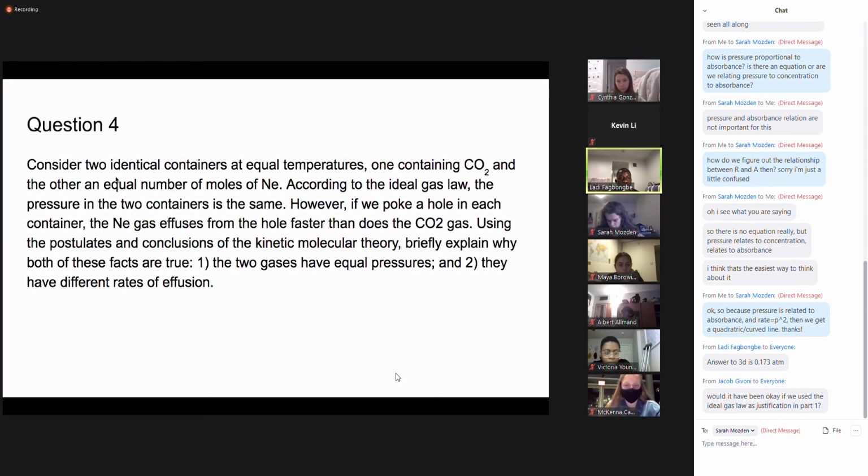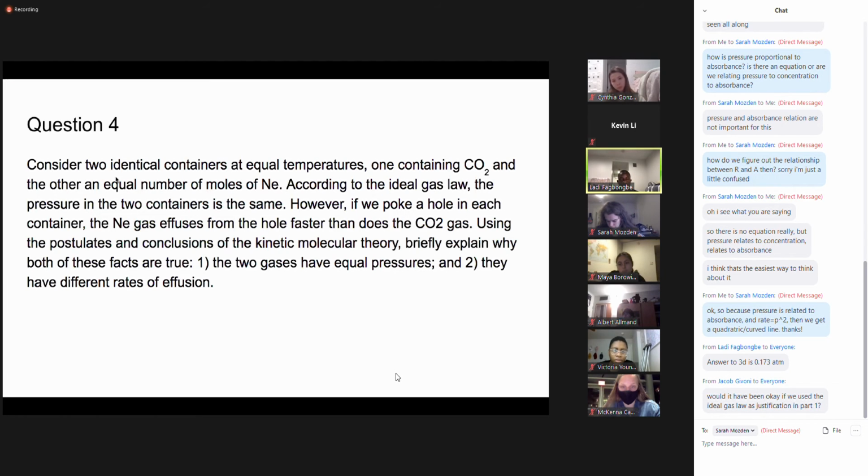But since neon is lighter than carbon dioxide, the neon molecules are actually going to be moving a little bit faster. If you think about that equation for root mean square speed, we know that the mass matters. So even though their kinetic energies are the same, their average speeds are going to be different. But these two gases do have equal pressures, so they must be exerting the same force on their containers.